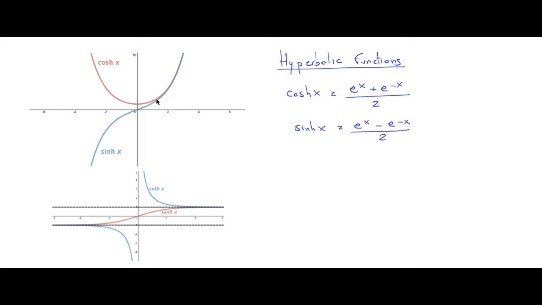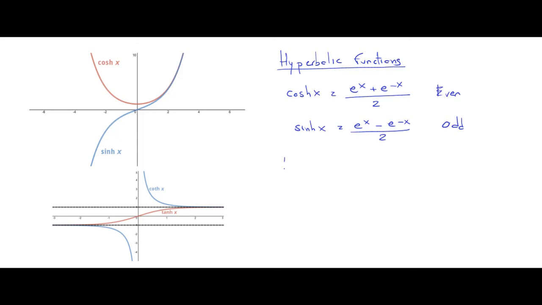So the cosine is kind of like a very wide parabola, and the sine is like this. Okay, so just like the normal cosine and the normal sine, the hyperbolic cosine is an even function, and the hyperbolic sine is odd.